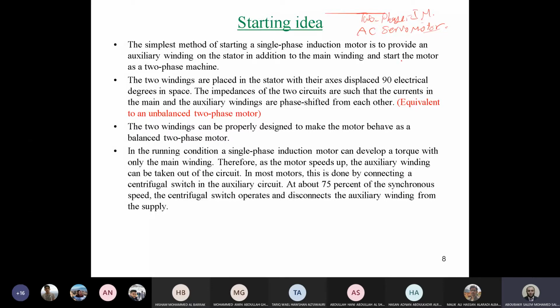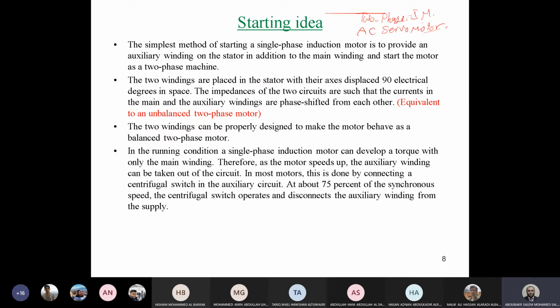How can we do that? We can use a mechanical switch called a centrifugal switch, and this centrifugal switch can disconnect it mechanically if the speed reaches a certain value. So this is the idea now. We will have two windings. One of them will create a component of flux at starting, and after reaching a certain speed, we can disconnect this winding.